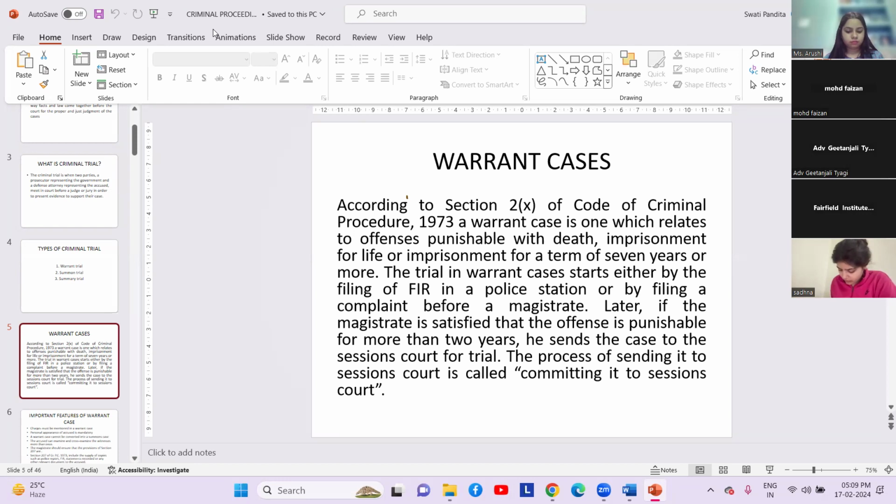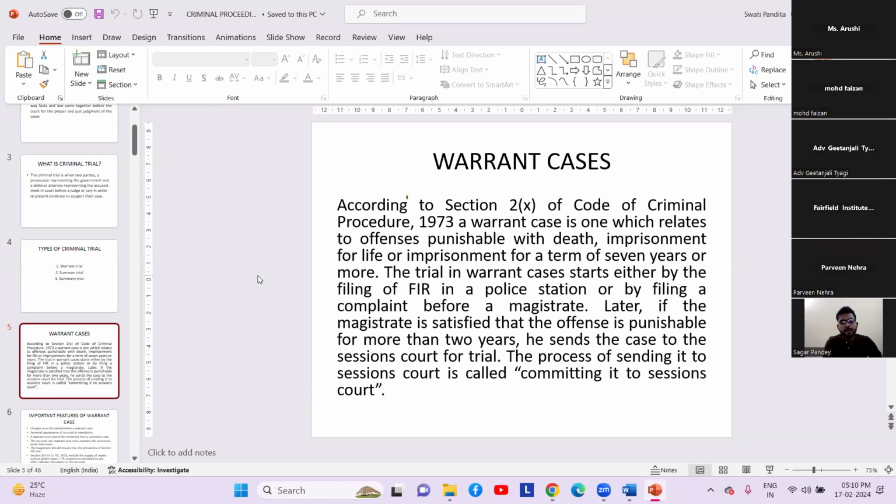The trial in warrant cases starts either by the filing of an FIR in a police station or by filing of a complaint before a magistrate. So there are two ways through which we file a complaint. Either we go to the police station, narrate the facts, what happened with us, and the police register an FIR, or the other way is we go to the court and narrate the facts before the magistrate through an application under 156(3), and therefore the process goes on.